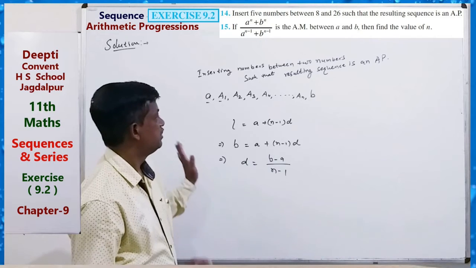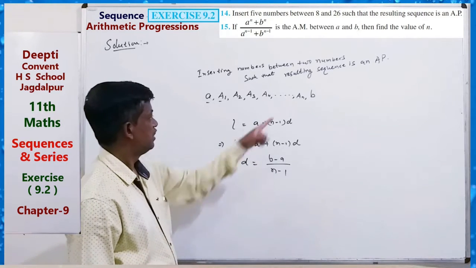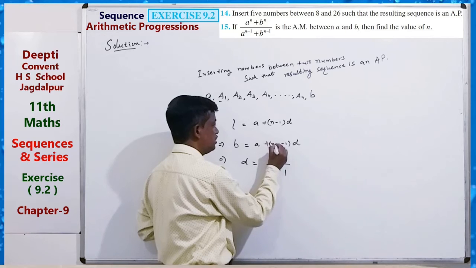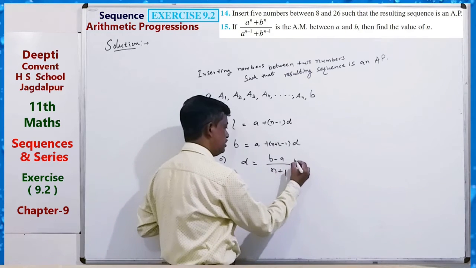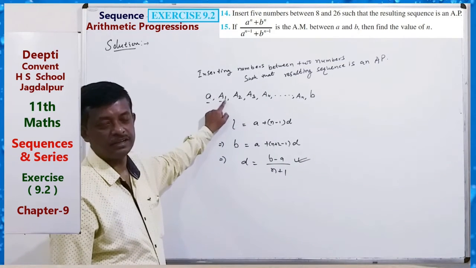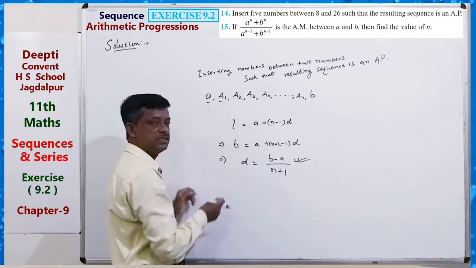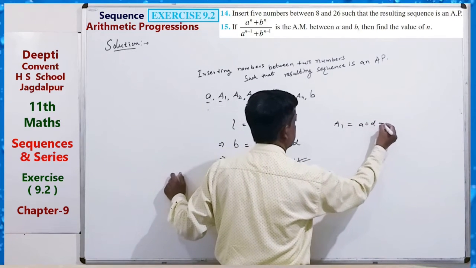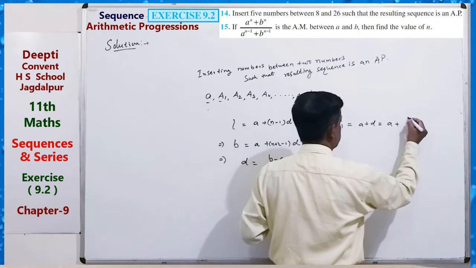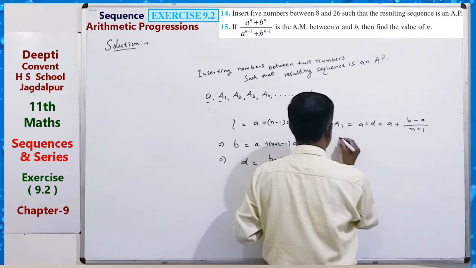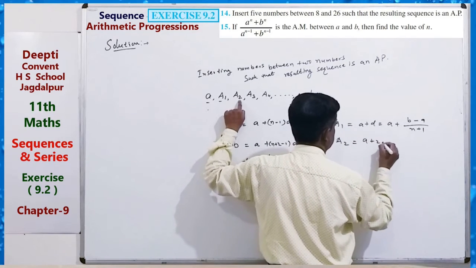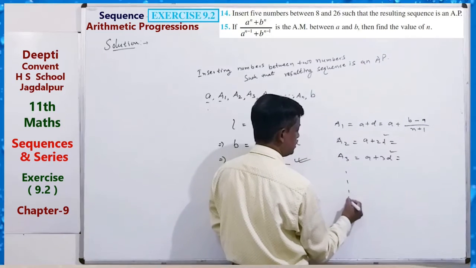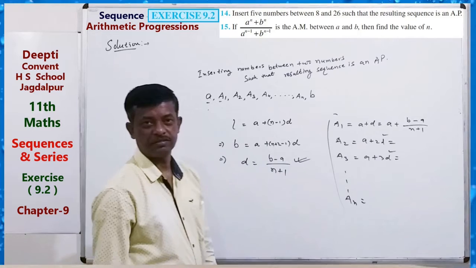But here how many terms are there? N plus 2. So in place of n, put n plus 2, and we get n plus 1. This is the common difference. So how can the numbers be found? If the first term is A, then the second term is A plus D. So A1 equals A plus D, which means A plus (B minus A) by n plus 1. A2 equals A plus 2D. A3 equals A plus 3D. Just put the value of D and we can get these numbers.